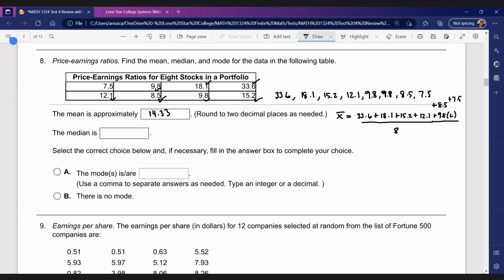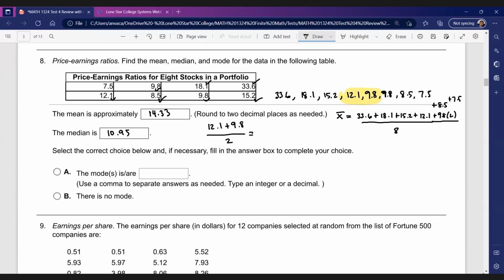The median will be the number in the middle. Since we have 8 data items, the average of the 2 middle scores will be the median. So in this case, the median will be the average of 12.1 plus 9.8 divided by 2. And in this case, we also get, rounded to 2 decimal places, 10.95.